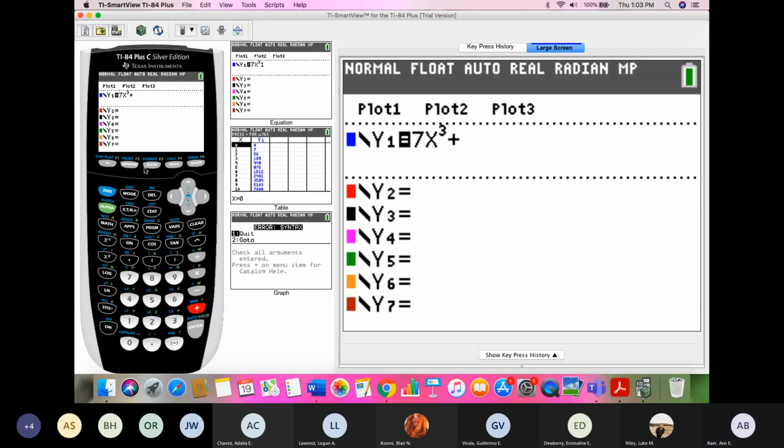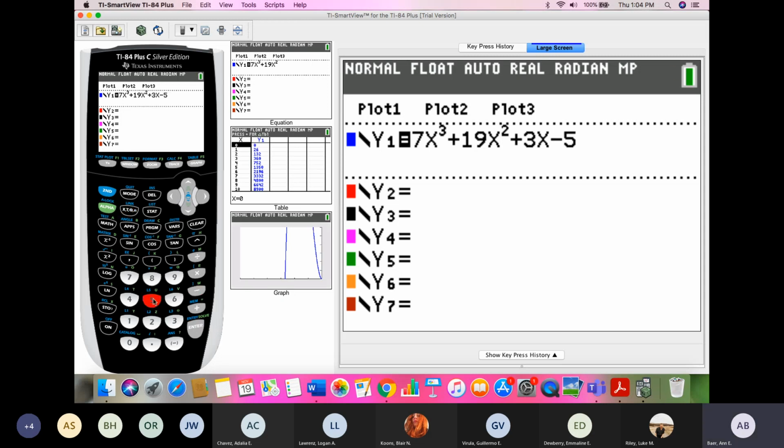Plus 19x squared, right arrow, and then plus 3x and then minus 5. So 7x cubed plus 19x squared plus 3x minus 5.